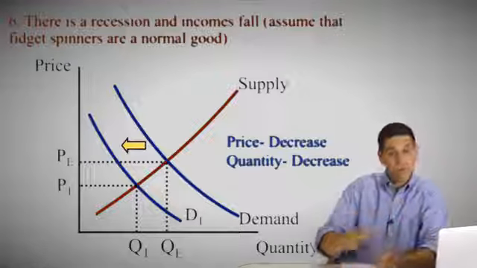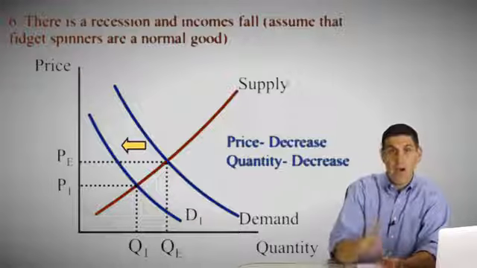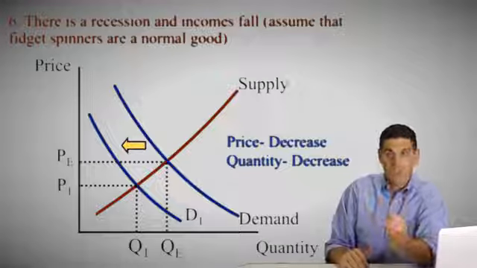Remember, there's a difference between a normal good and an inferior good. An inferior good is the opposite. When incomes fall, people buy more of it. So like Top Ramen, but that's not what's going on here. They told you in the question it's a normal good.